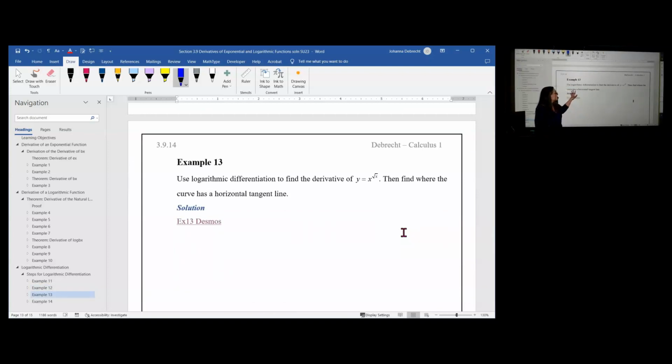And then we want to find where it has a horizontal tangent line. A horizontal tangent line has a slope of 0. So you're being asked to find where the derivative is equal to 0. Go ahead and pause the video and work them out now.